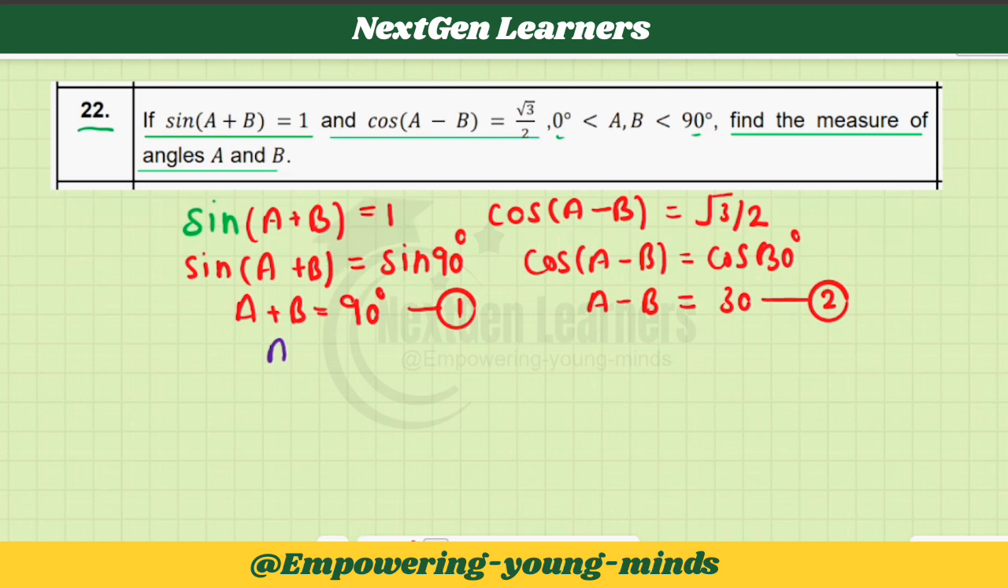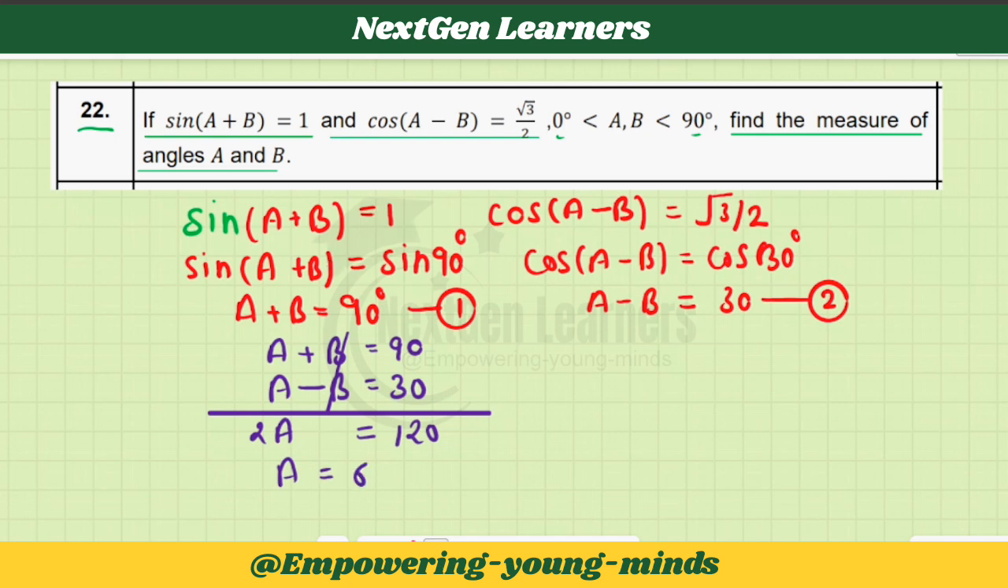If I add these two equations, I'll get a plus b is equal to 90 and a minus b is equal to 30. If I add both these equations, b and b cancel and this is 2a is equal to 120, and hence a will be 60 degree.